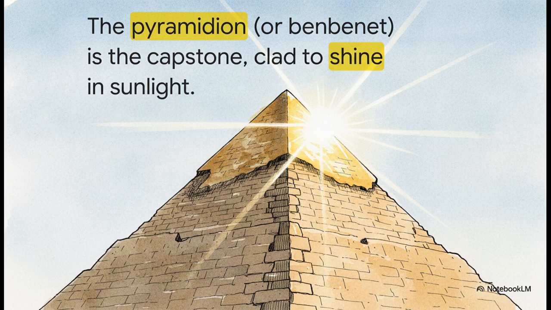These pyramidia were incredibly special objects. Usually they were highly polished or completely clad in reflective metals like electrum, which is an alloy of gold and silver, and they were designed to brightly shine in the sunlight. Imagine being a farmer miles away in the Nile Valley, right? You look out toward the desert and you see these glowing beacons catching the sun. They were taking a profound mythological concept and bringing it into brilliant physical reality.